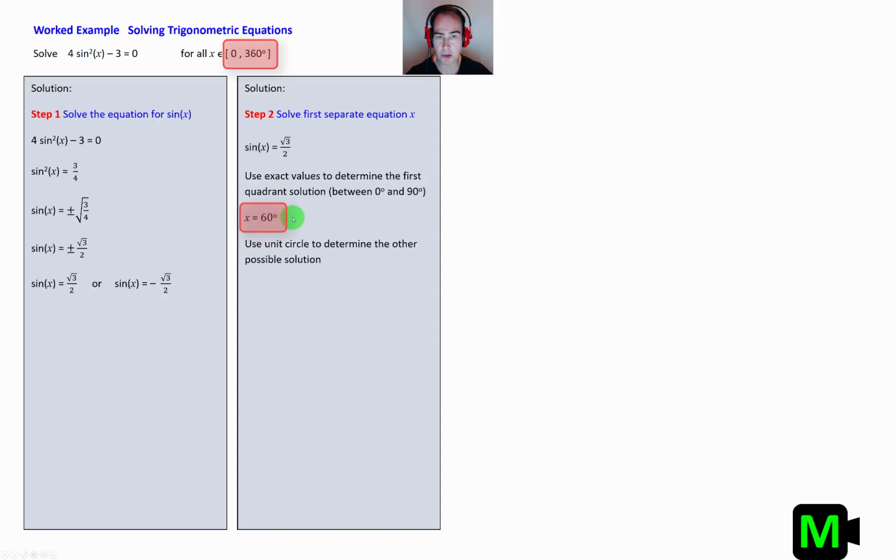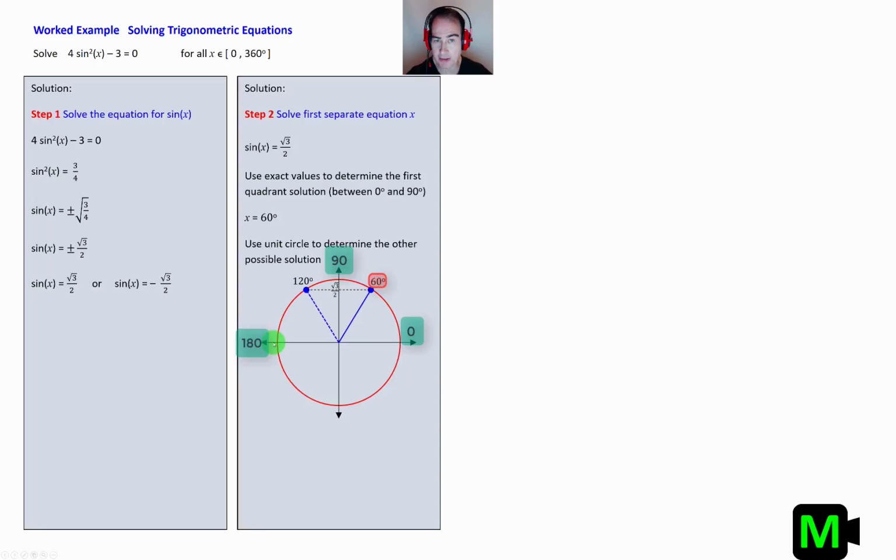So now we use the unit circle to determine the next one. If we represent 60 degrees, remember, starting with 0 on the x-axis and moving anti-clockwise around to 60, 90 would be at the top, 180 on the left side, 270 at the bottom, and then back to 360 around one complete cycle or circle on the unit circle.